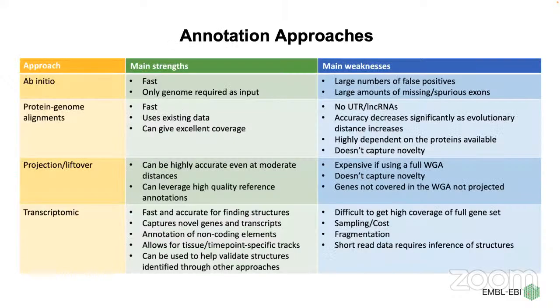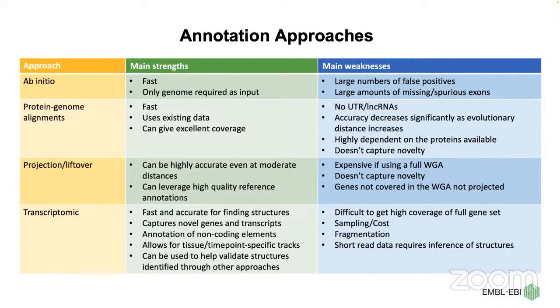There are many different approaches for annotation. I have listed them here. The first one is the ab initio approach, which predicts the protein coding potential based on the target genome only. And it utilizes statistical models such as hidden Markov models. These methods are usually very fast, and the only input that is required is a genome. However, these methods can lead to a large number of false positives because they are particularly useful when there is no transcriptomic data. So these methods can lead to a large amount of missing or spurious exons.